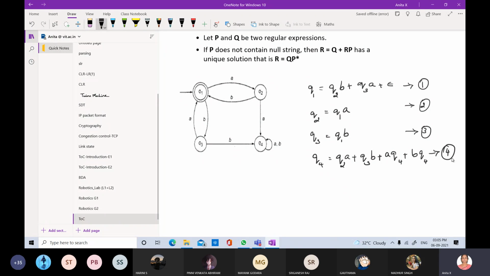Yes, ma'am. Doubt. In the first equation, epsilon, where did it come from? This is a start state, right? Yes, start state, ma'am. Q1, yeah, start state. So it is having an incoming edge which comes from nowhere. So it is epsilon, empty. Okay. Yeah, thank you, ma'am.